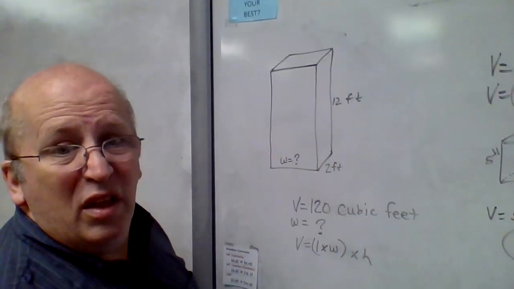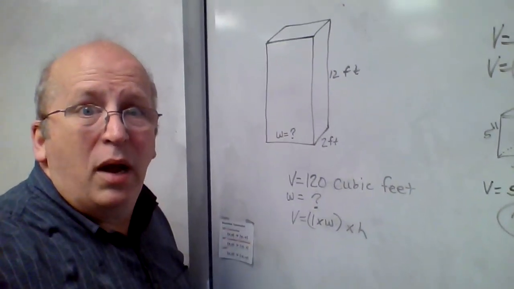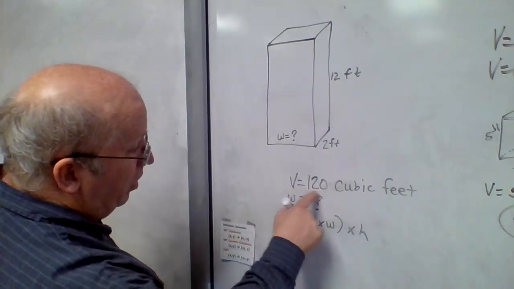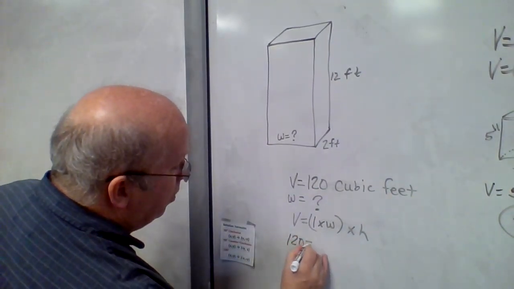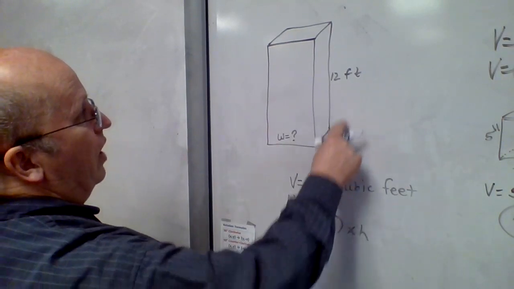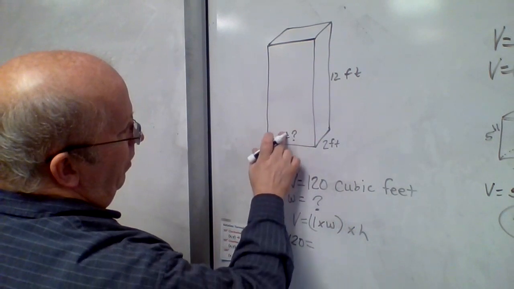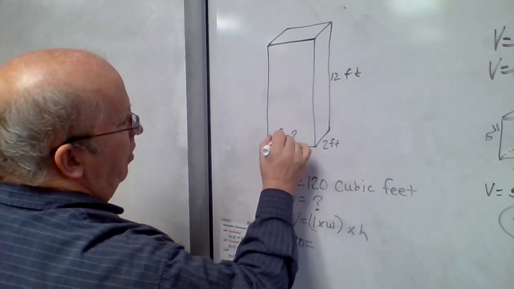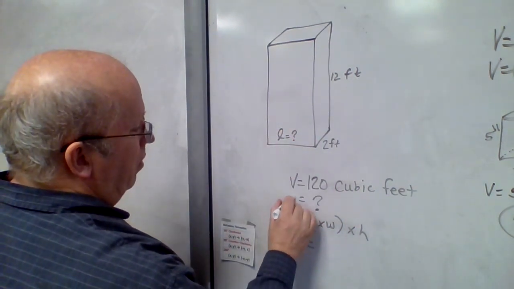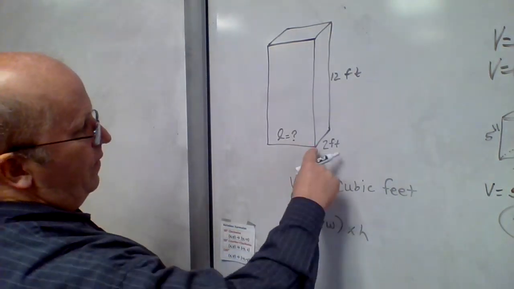And now let's fill in what we know in this problem. We know that the volume is 120. We've been told that. And we've got these two numbers. This is our height. And you know what? I'm going to call this L instead of W. Let's look for L, because that makes more sense to me.